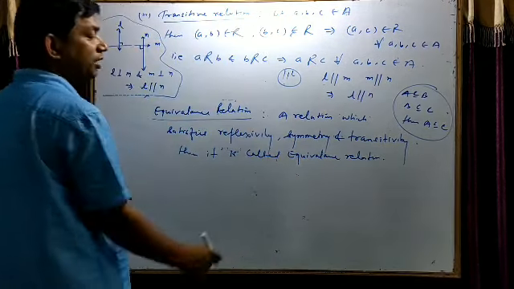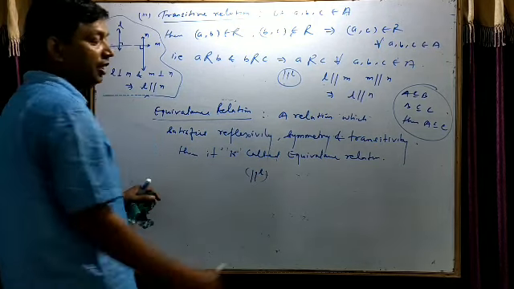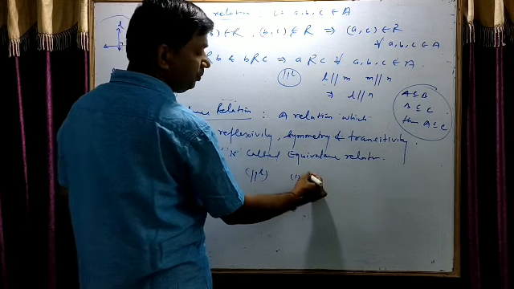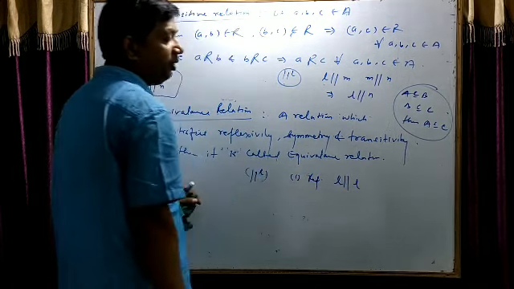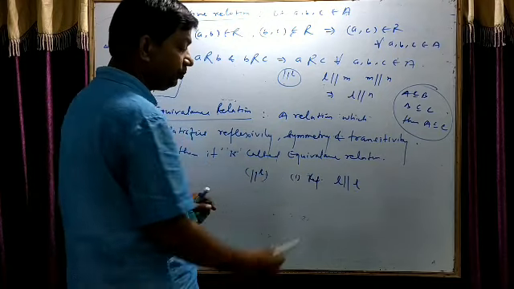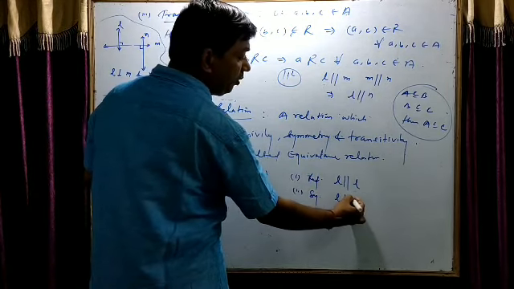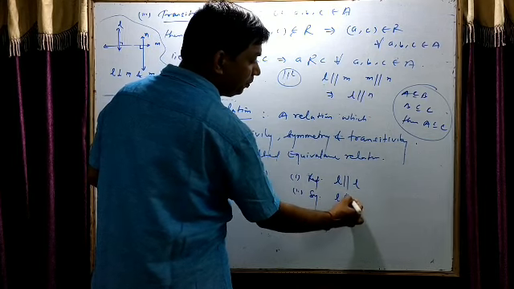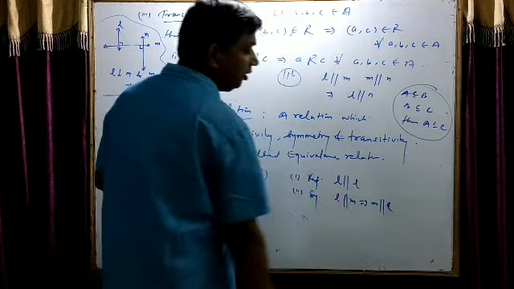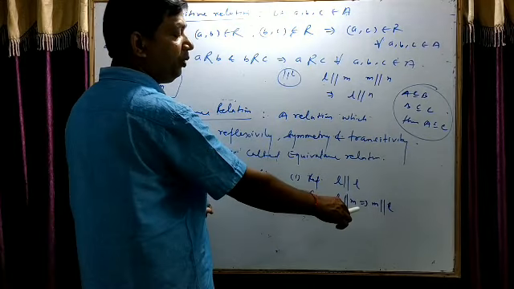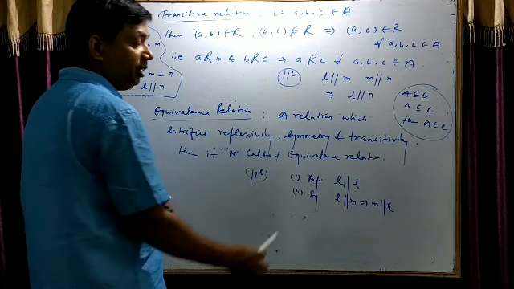Now take one example, like the parallel relation. Every line is parallel to itself, so it is reflexive. Why? Because L is related to L. Second, symmetric. L parallel to M implies M is also parallel to L. So the parallel relation is symmetric.